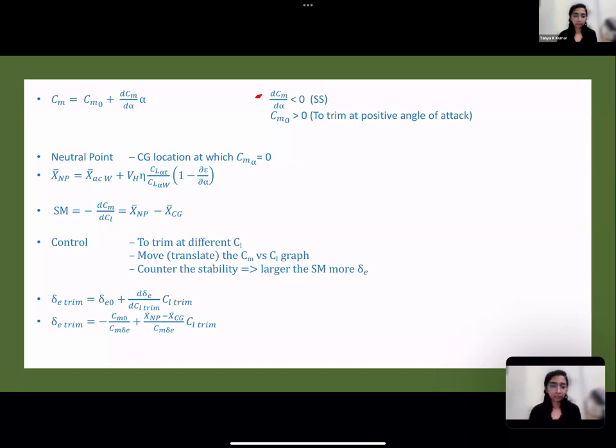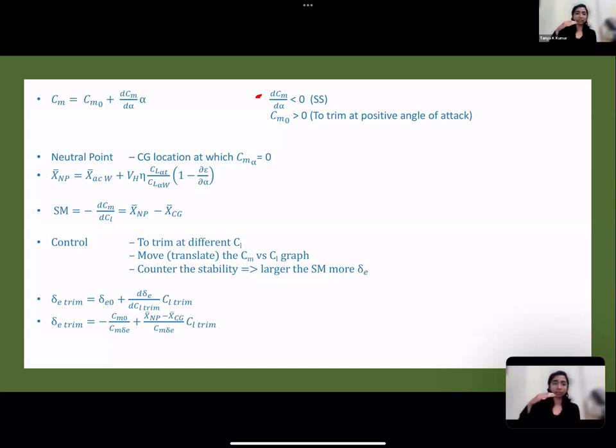Then we studied some concepts regarding neutral point. Neutral point is just like the aerodynamic center for a wing. Neutral point is for the entire aircraft. It is the CG location at which Cm, or the pitching moment, does not change with respect to angle of attack. That means your slope, Cm alpha, is 0 at neutral point. It's the CG location where Cm alpha is 0. So at neutral point, your aircraft is neutrally stable.